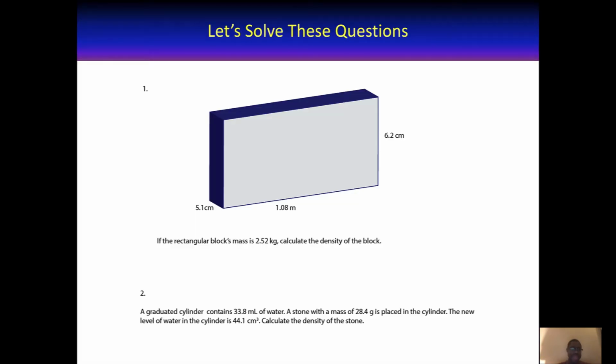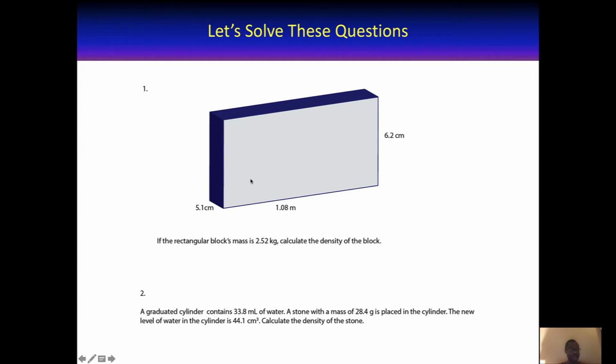To start, we have two questions here. The first question is saying, if the rectangular block's mass is 2.52 kilograms, calculate the density of the block. So first, to solve this problem, we need to know the mass of the block, and we also need to know the volume of the block. The mass of the block is given, which is 2.52 kilograms. And we also need to find the volume of the block.